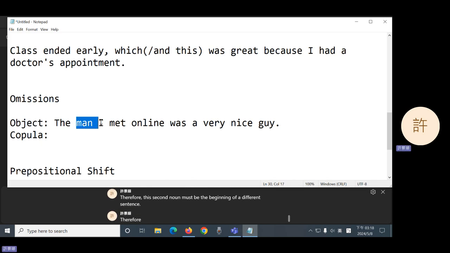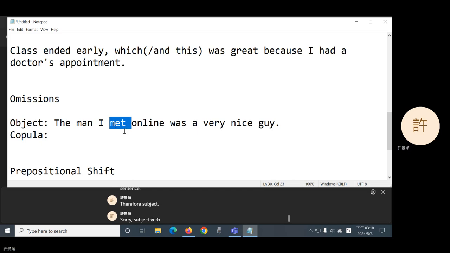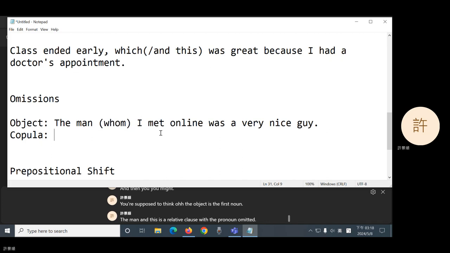Therefore, subject, verb, no object. In this sentence, "I met online," you need an object, right? Who did you meet online? And then you're supposed to think, oh, the object is the first noun, the man. And this is a relative clause with the pronoun omitted. That's what you're supposed to think.